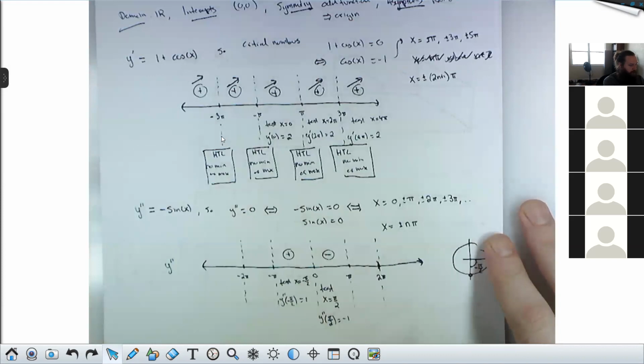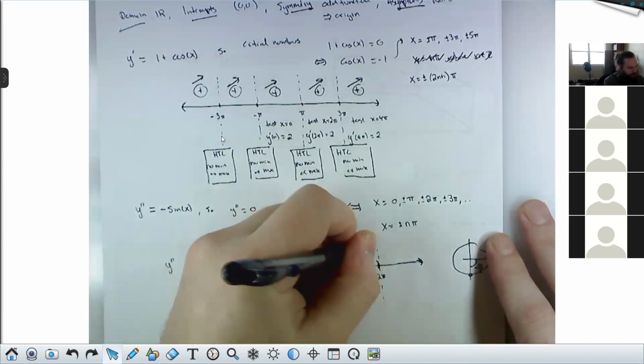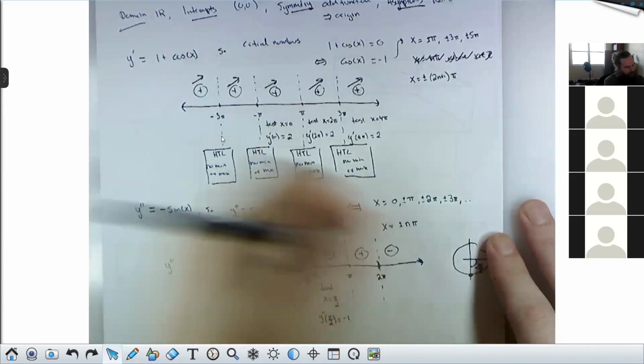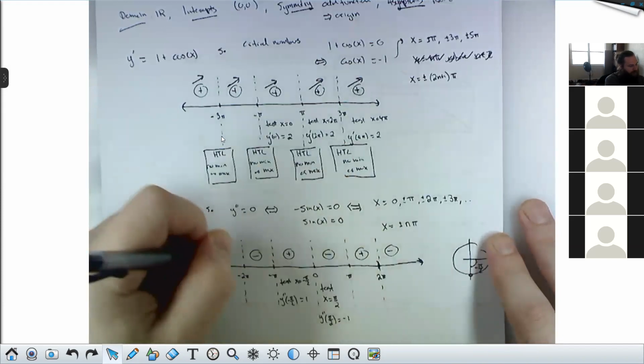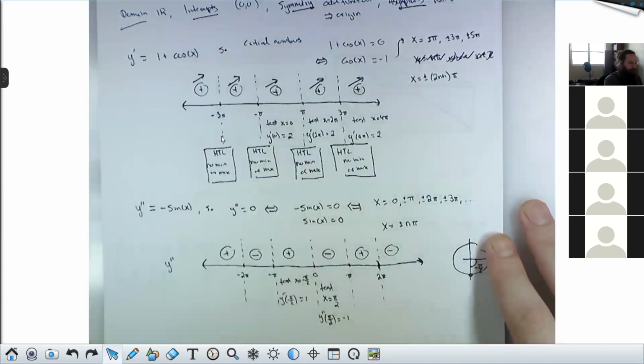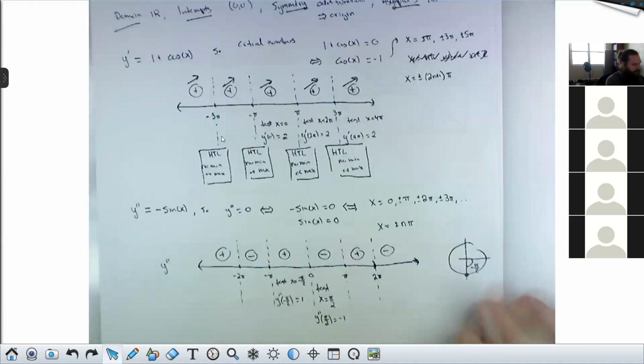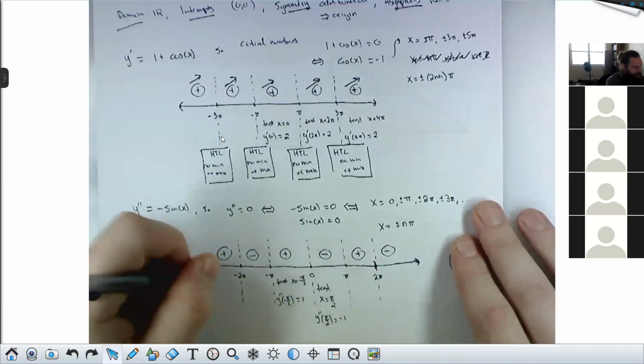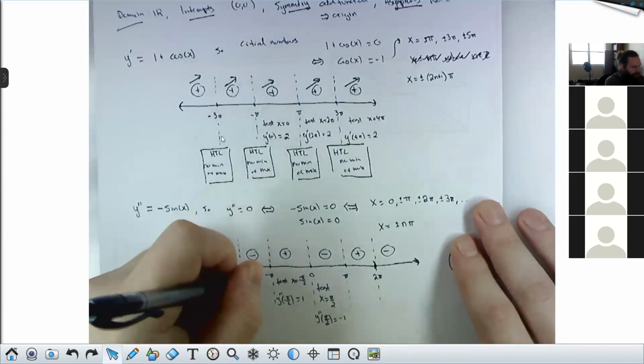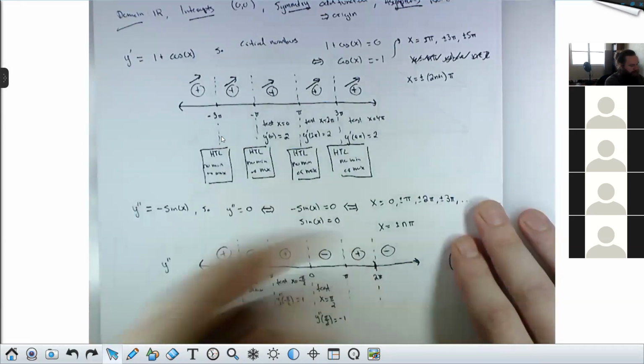And then this pattern is going to repeat. Between pi and 2 pi, I could test 3 pi over 2. The sine of 3 pi over 2 is negative 1. The negative of that is positive. So this pattern is going to continue like this. All right, now we're almost out of time. So I'm going to do my best to sketch you a nice graph. This means we're concave up, concave down, and so on.